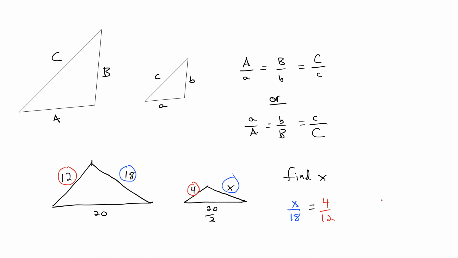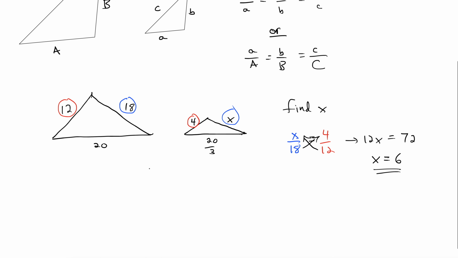Now we have a nice proportion. We solve that by cross multiplying. So we cross multiply up like so. That gives us 12x equals 72. Dividing by 12 gives x equals 6. If we had units, you'd add on the units, but we don't in this case.